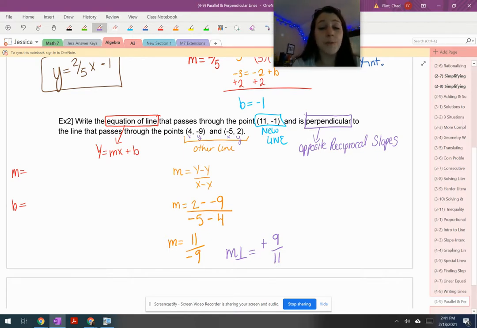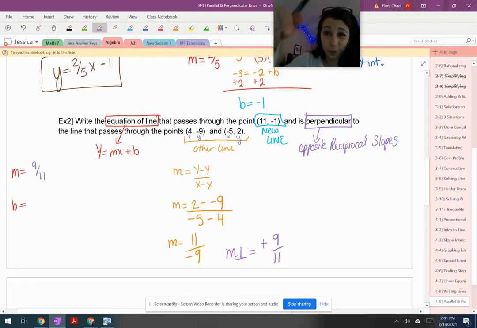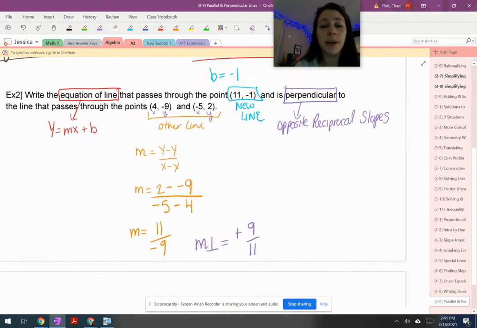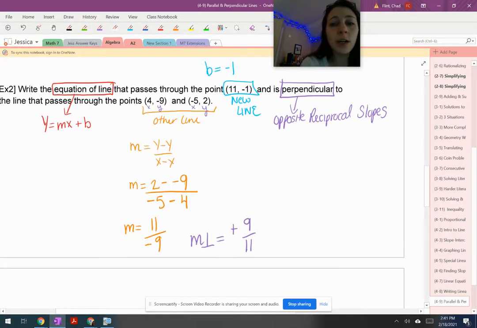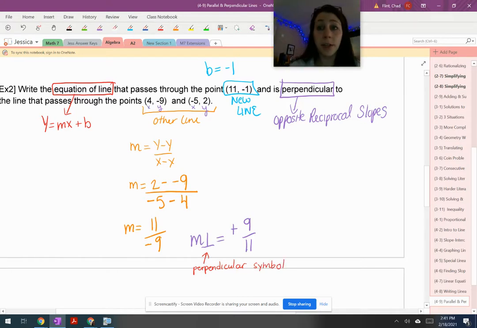So we've got our new slope. Now that we have our slope, 9 over 11, we are going to use that and that other point, the point that's on the new line, to solve for our b value. This symbol, I don't think I talked about this. This is the symbol for perpendicular. Okay, I went over that, so that's important.